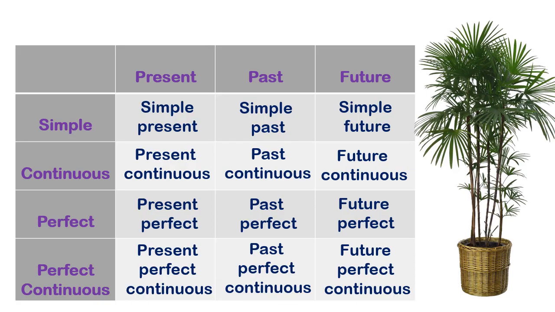As we learned already, there are 12 tense forms in the English language. In our last class, we discussed the forms and uses of simple present and present continuous tense. Today, we are going to learn the forms and uses of simple past, past continuous, simple future and future continuous.